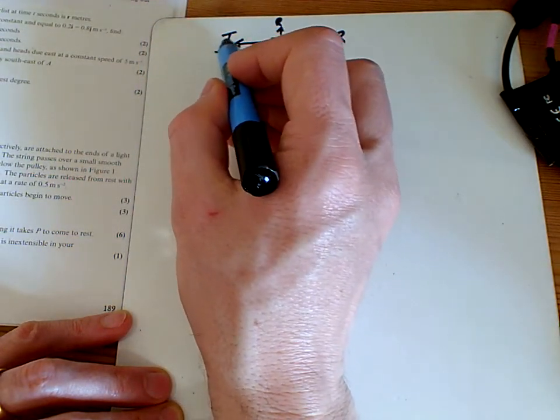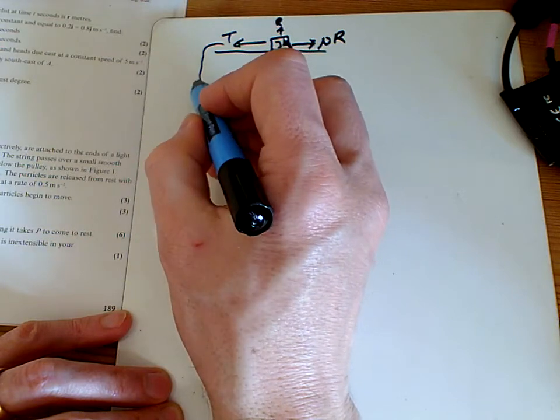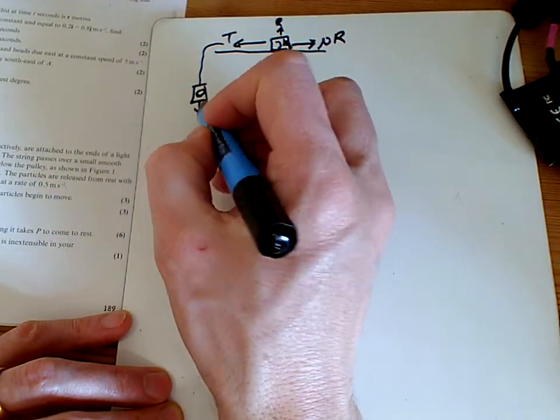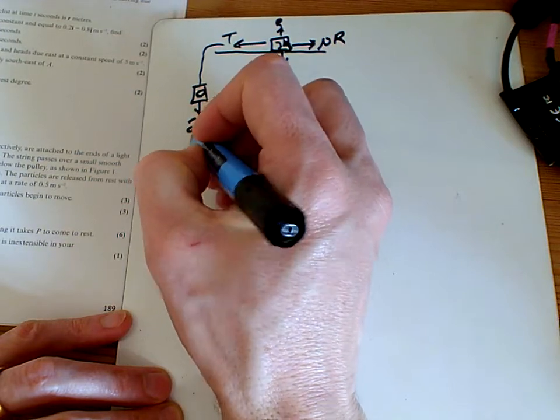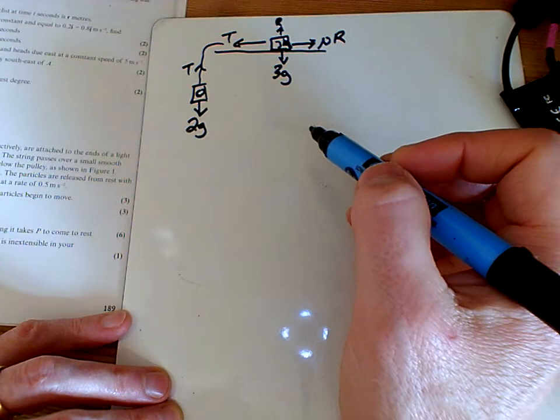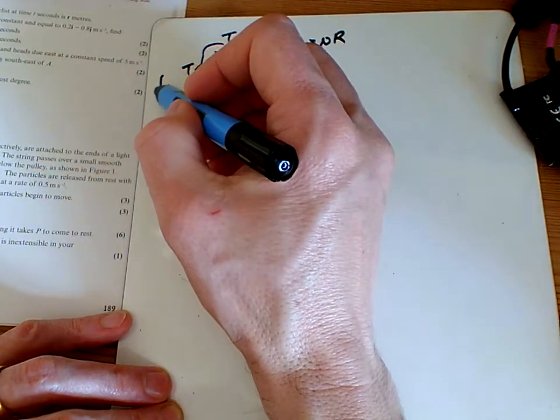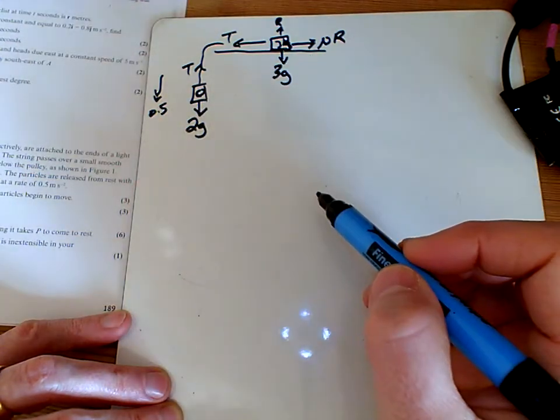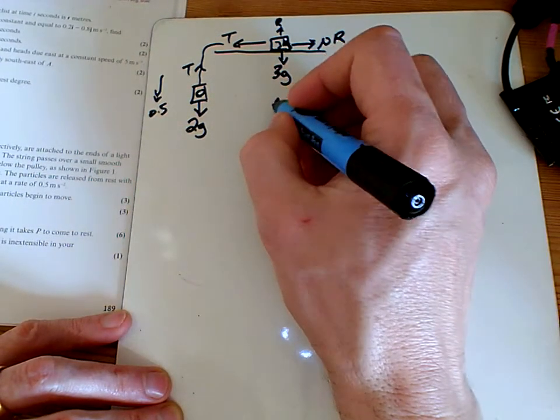Now that tension there is connected to this weight Q, and Q is 2 kilograms, so I've got 2G going down and we've got tension pulling up. And when this is all let go, the whole thing happens so that this accelerates downwards here at 0.5 meters a second squared. So let's look at that to start with then.